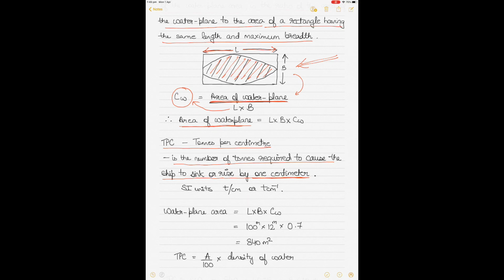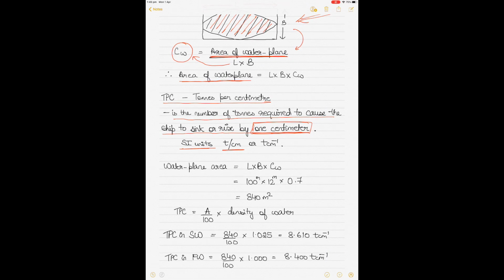So this is the keyword. 1 centimeter is the keyword. That's the number of tons required. Therefore the SI unit of TPC is tons per centimeter. Alright, so this is the number of tons required to cause the ship to sink or rise by 1 centimeter only. So let's start solving the question.